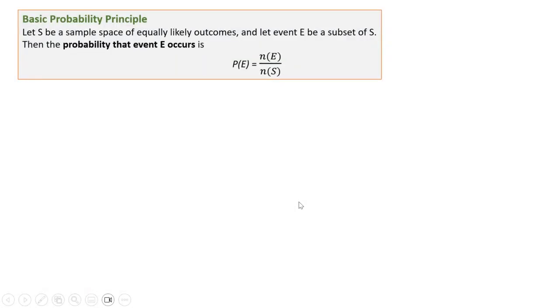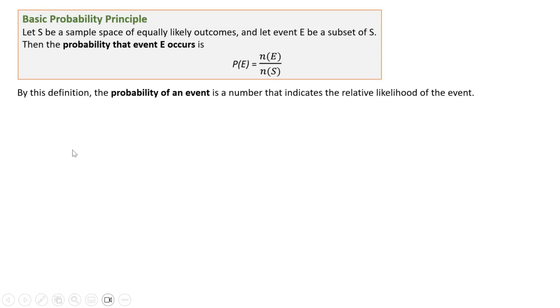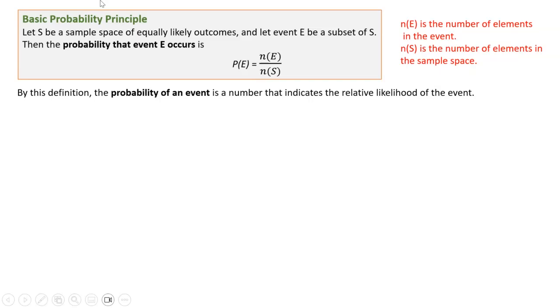Now comes the basic probability principle. It says let S be a sample space of equally likely outcomes, and let event E be a subset of S. Then the probability that the event E occurs, this is P of E, equals the number of elements in the event over the number of elements in the sample space. By this definition, the probability of an event is a number that indicates the relative likelihood of the event. And like I said earlier, N of E is the number of elements in the event, and N of S is the number of elements in the sample space.